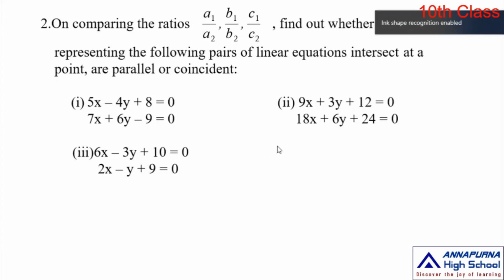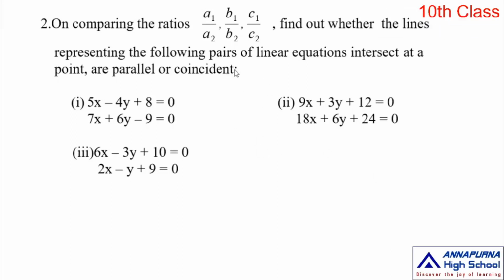On comparing the ratios a1 by a2, b1 by b2, c1 by c2, find out whether the lines representing the following pairs of linear equations intersect at a point or parallel or coincident. By comparing the ratios of corresponding terms of that pair of linear equations, we can say whether the graphical representation of that pair of linear equations is intersecting or parallel or coincident.